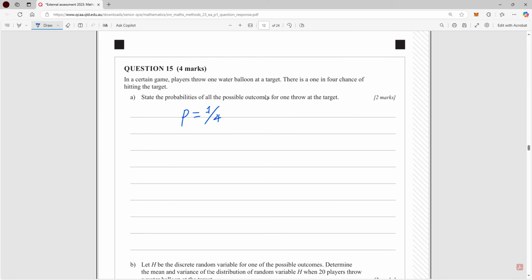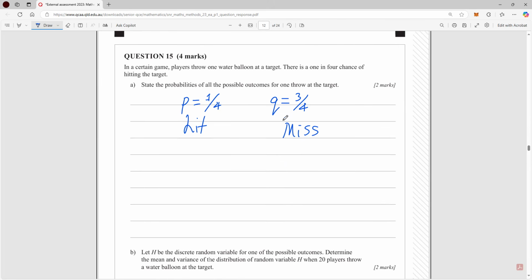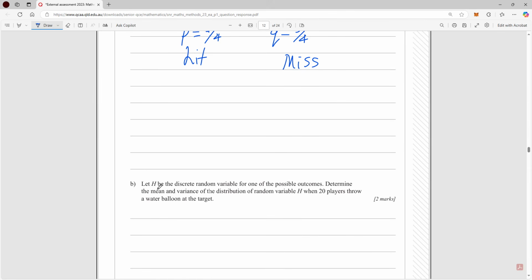So we're going to say that's favorable. And the complement to that, the probability of missing it, is 3 in 4. So we're just going to say you could hit or you can miss. Okay, so straight away I know this is going to be a binomial probability. Alright, let h be the discrete random variable for one of the possible outcomes.